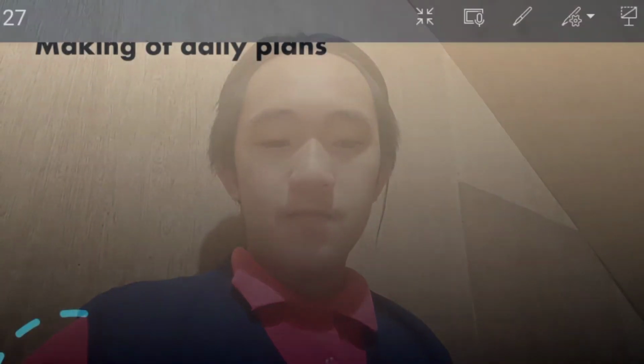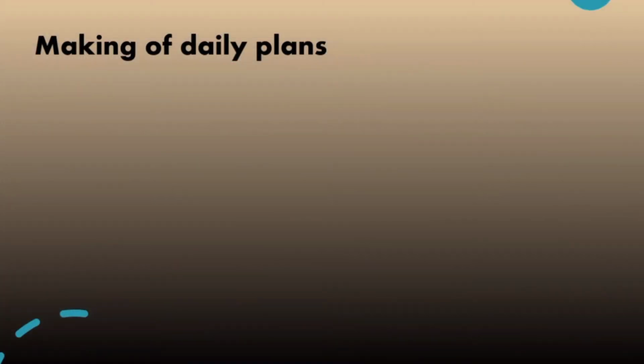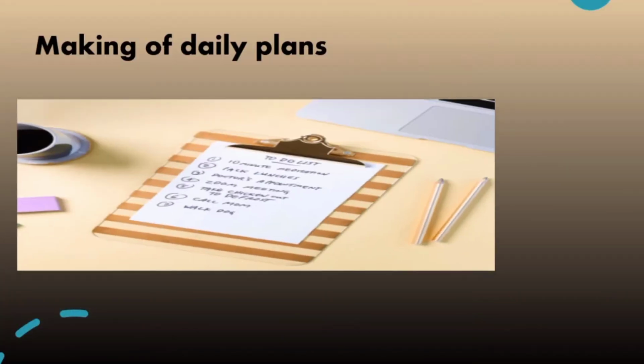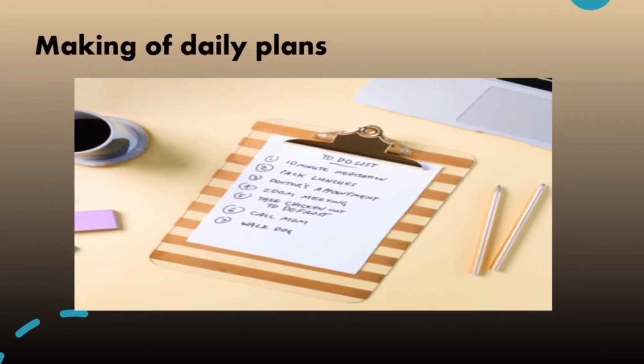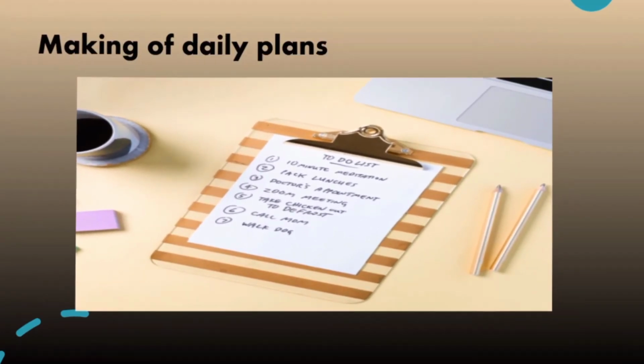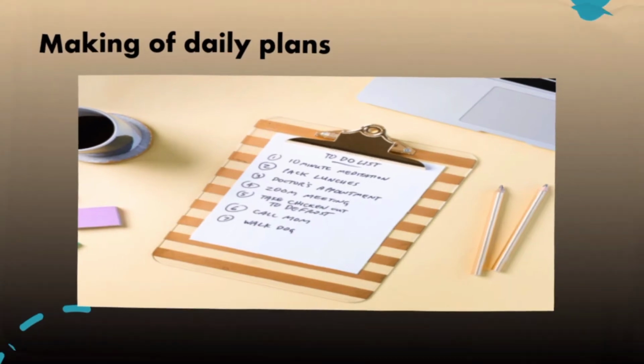And the first list, making daily plans. Keeping a good track of your daily schedule, from your online classes, exercises, meals, and bedtime. But don't forget to make time for doing things that lighten your mood, like watching movies, listening to music, and revisiting old hobbies.